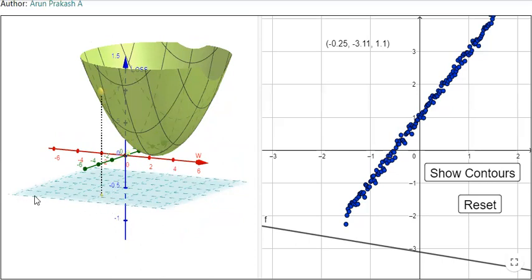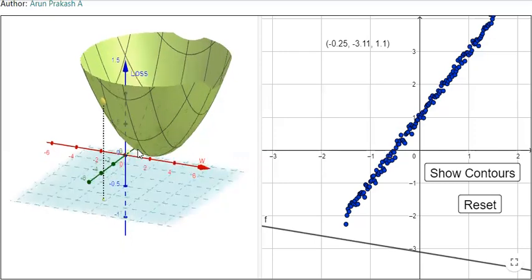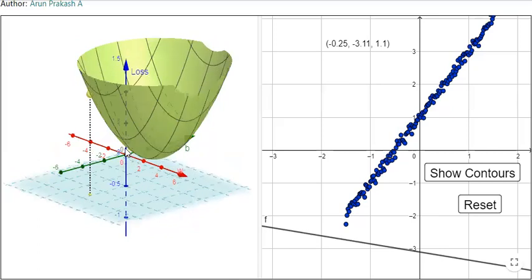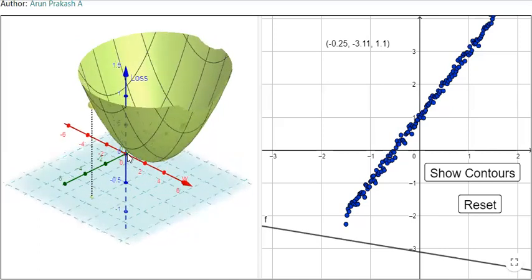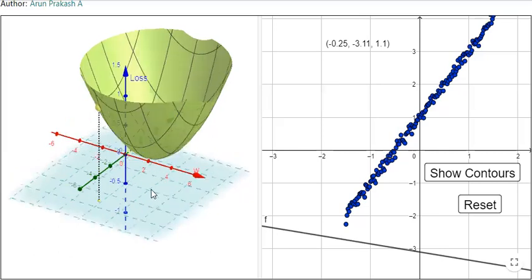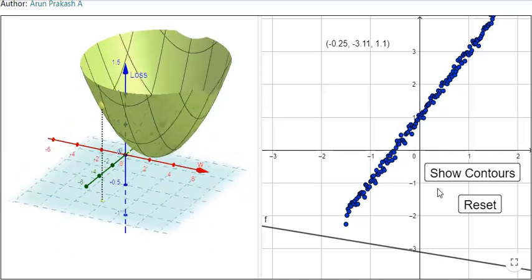This plane is the WB plane, which we call the input space. We have to pick the W and B values from this plane, which helps us fit these data points correctly. You can turn it around and see how the loss surface looks. In books, we see contours. Let me show you how contours are generated.